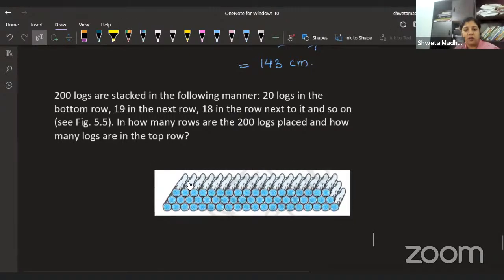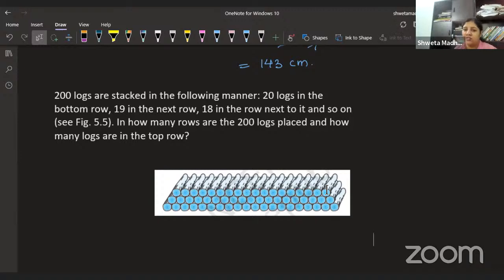These logs are placed in a row. 200 logs are stacked in the following manner. The lowest row has 20 logs, then 19 logs in the next row, 18 in the third, and so on. You have to find out in how many rows the 200 logs are placed and how many logs are there in the top row, that is the last row.